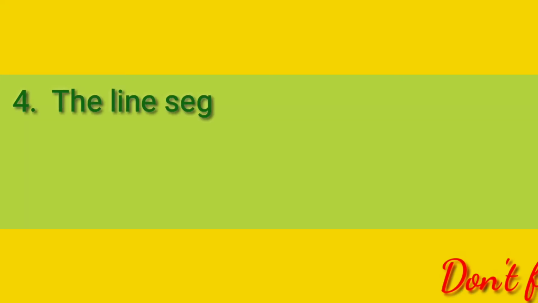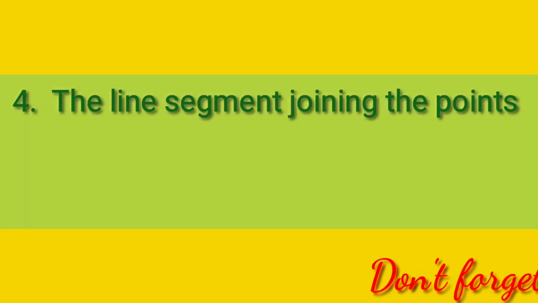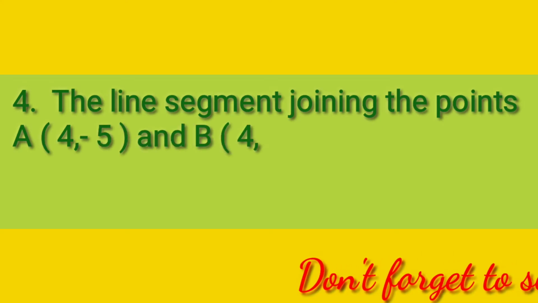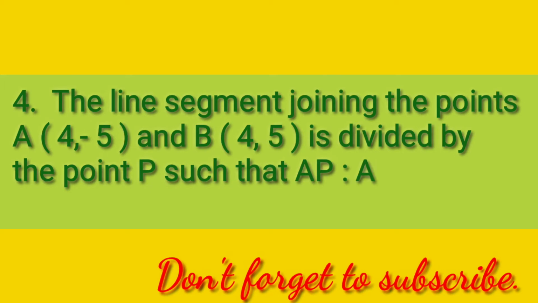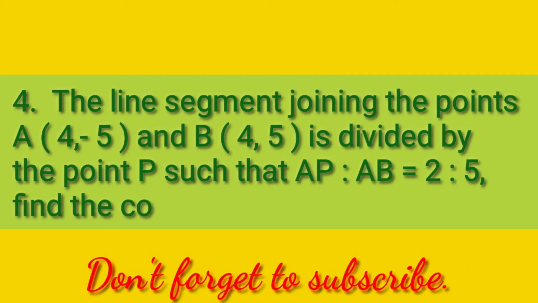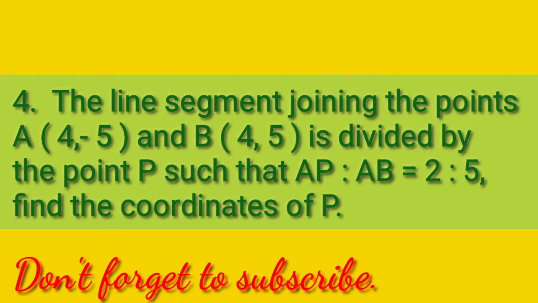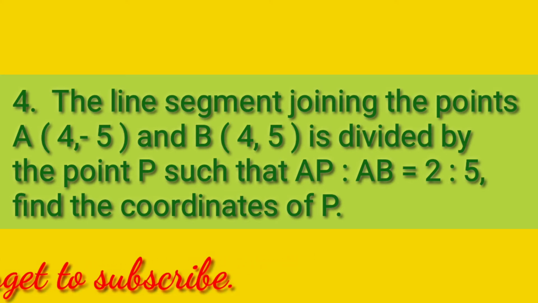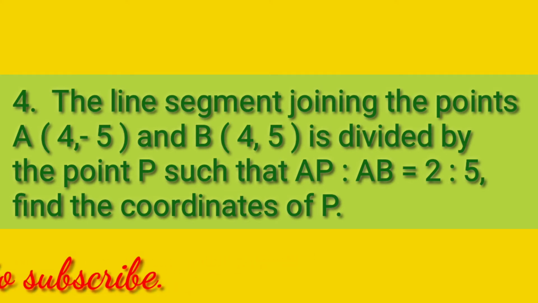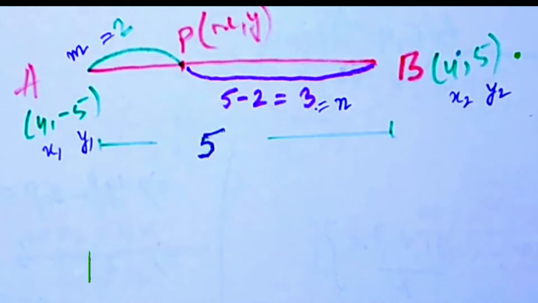Here we have a question. The line segment joining the points A(4, -5) and B(4, 5) is divided by the point P such that AP is to AB equal to 2 is to 5. Find the coordinates of P. So let us solve it.